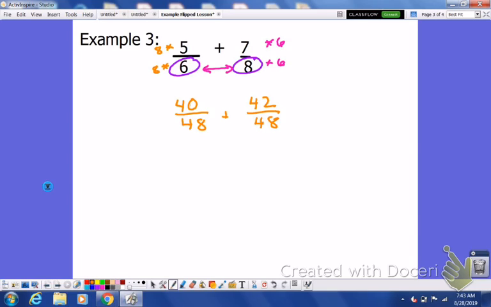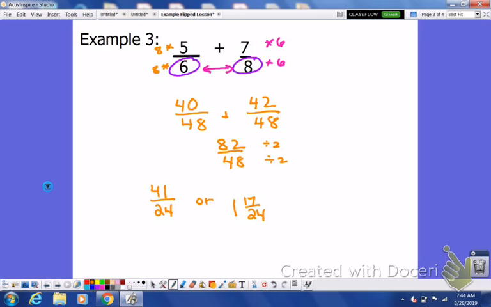Simplifying down further, 40 plus 42 gives us 82/48. Well, I know I can divide both of these by 2. We always want to simplify as far as we can, which would give us 41/24. Does not simplify any further. We can leave it like that, or rewrite it as a mixed number, which would be 1 and 17/24.